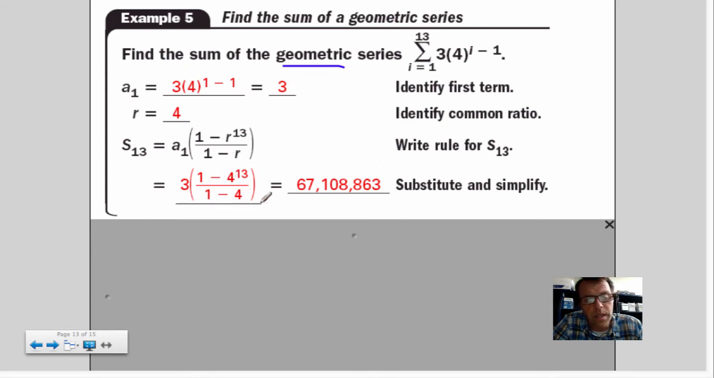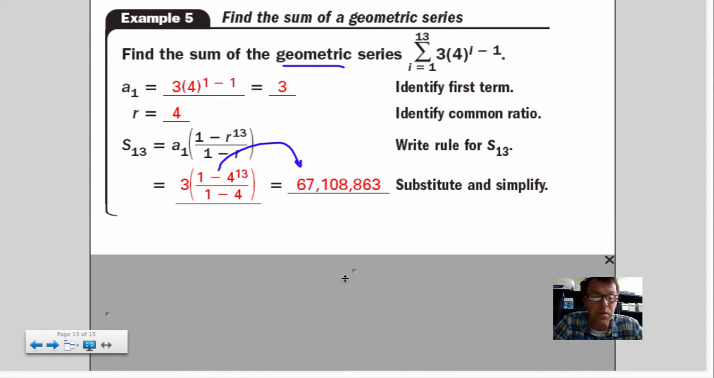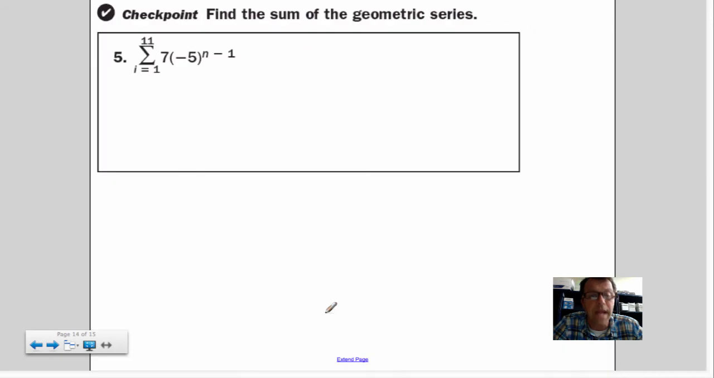Try to write this one line on your calculator, by the way. You could try it right now just to see if you get this answer. That's the only tricky part that I see students have on this problem: can you navigate the calculator, especially when you have a negative r, like the next example.